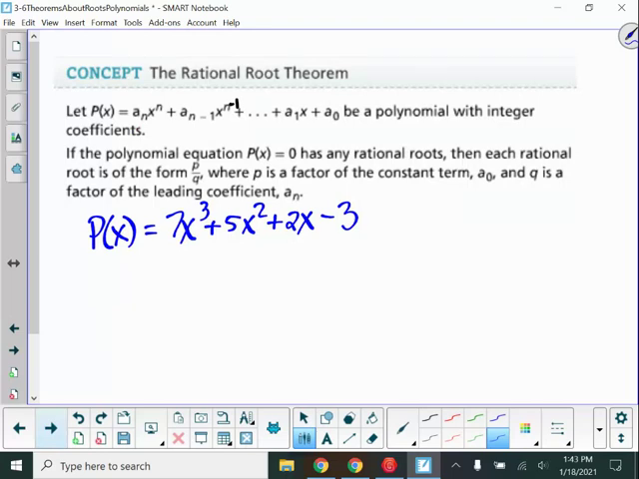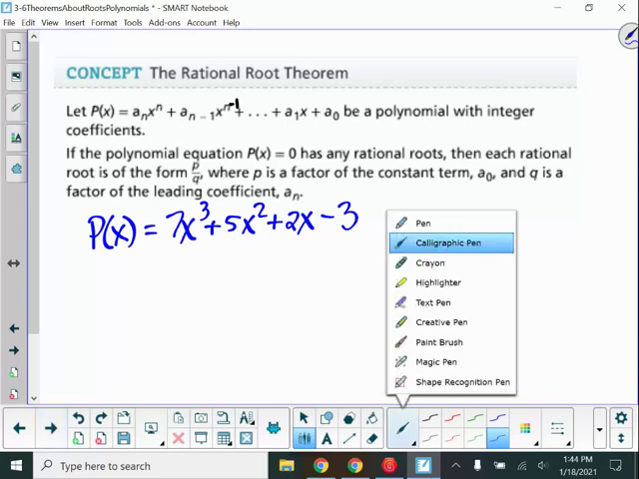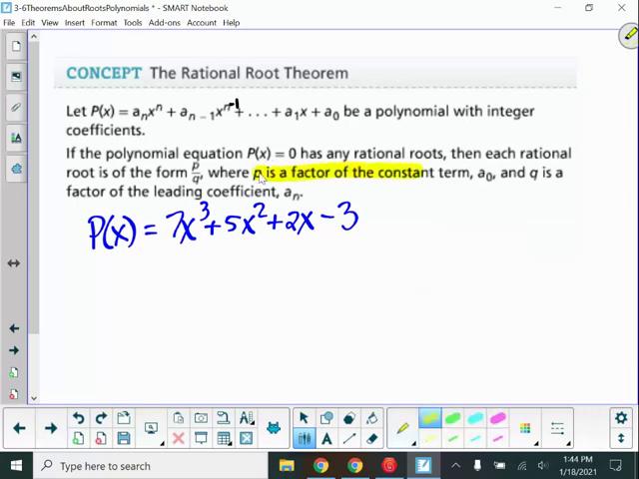So our first concept here is the rational root theorem. Let's say we have a polynomial here, with the terms in decreasing order, with integer coefficients. If the polynomial equation p of x equals 0 has any rational roots, then each rational root is of the form p over q, where p is a factor of the constant term a sub 0, and q is a factor of the leading coefficient term a sub n. So you're always going to have the form p over q.